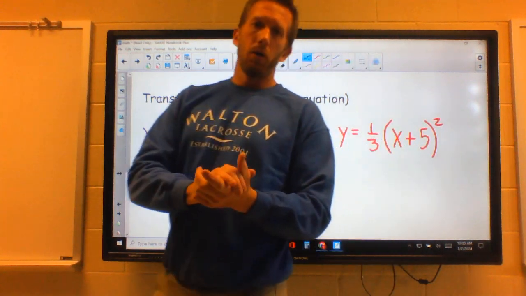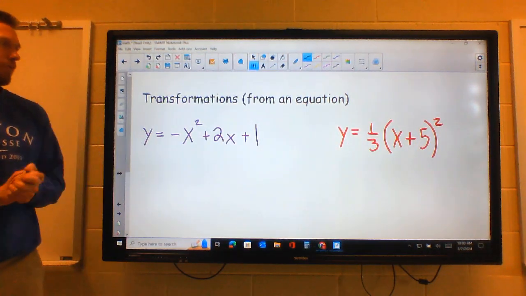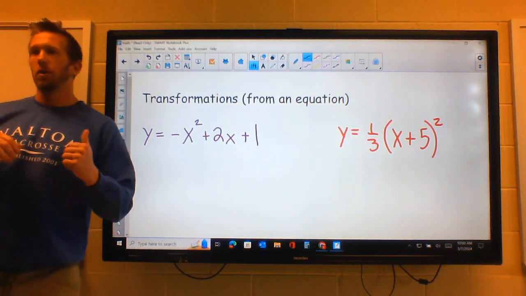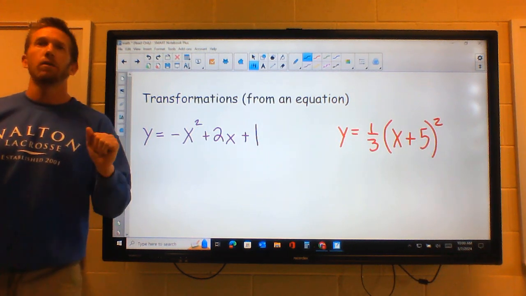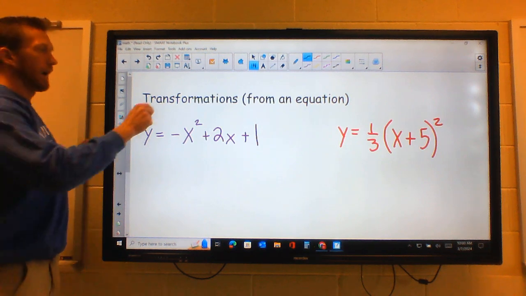Okay, talking through transformations from an equation. Again, the only thing we care about for transformations is what is the a value and what is the vertex.